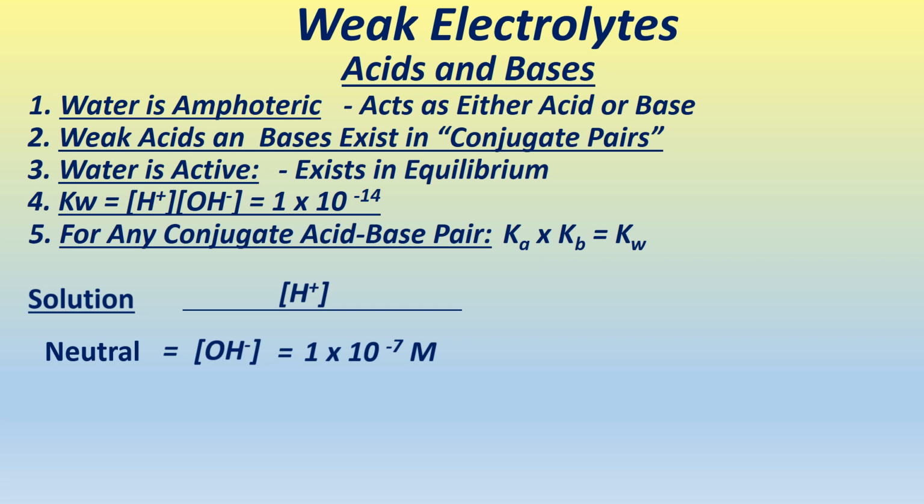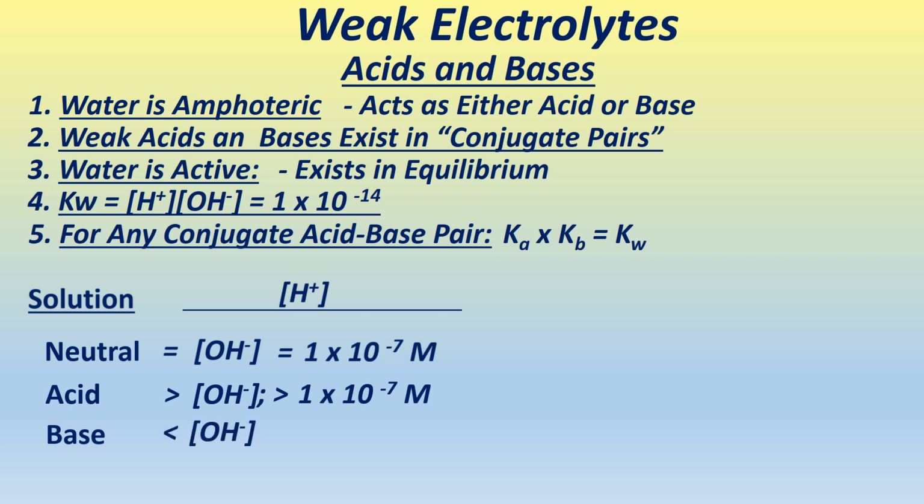If I have an acid, it stands to reason I have more H plus than OH minus, so the concentration of H plus is greater than 10 to the minus 7th molar. For a basic solution, rather, the concentration of H plus is less than OH minus, or less than 1 times 10 to the minus 7th molar.